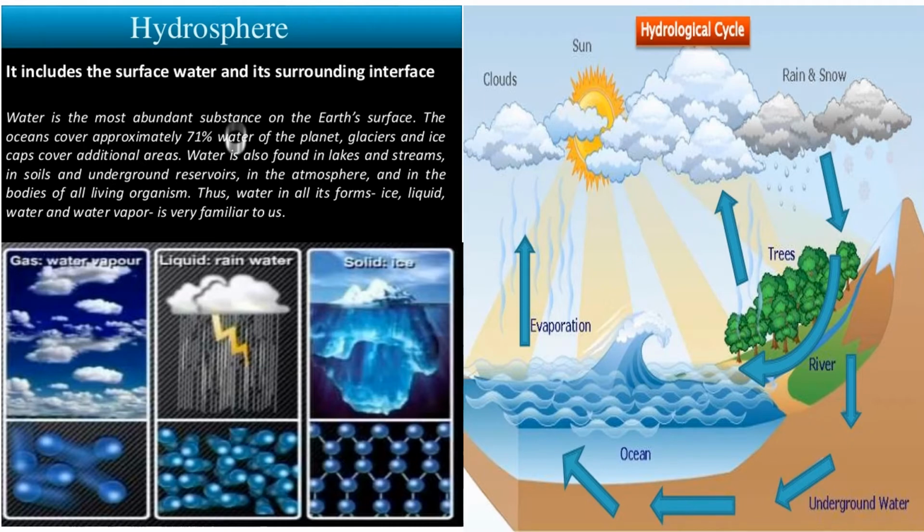of all living organisms. Thus, water in all its forms, ice, liquid water and water vapor, is very familiar to us. As shown in this figure, rainwater is a form of water, solid ice and gaseous water vapor are also forms of water. And the balance of this water is maintained by the hydrologic cycle.